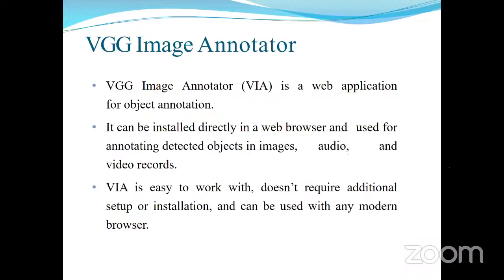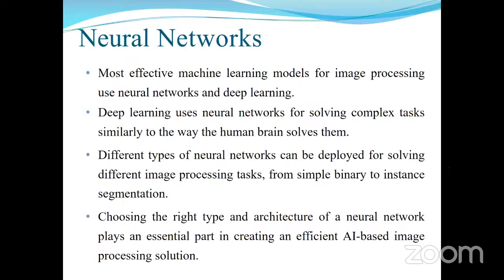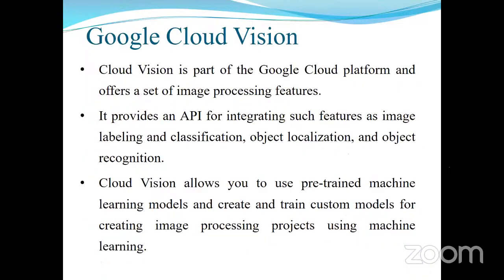And you have image annotator. It's a web application for image annotation. You can detect objects in images and video, and this is one of the very good web applications. Then Google Cloud Vision, again, is an API for image classification. You can use it with Google Photos and Google Assistant. And these are some of the tools.